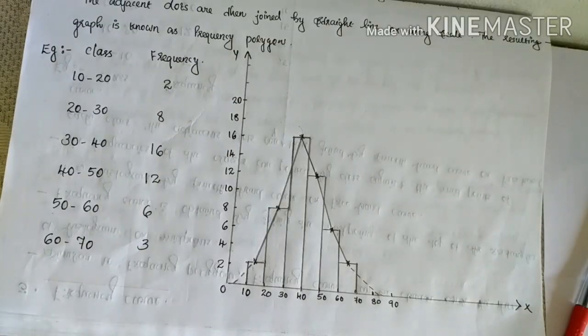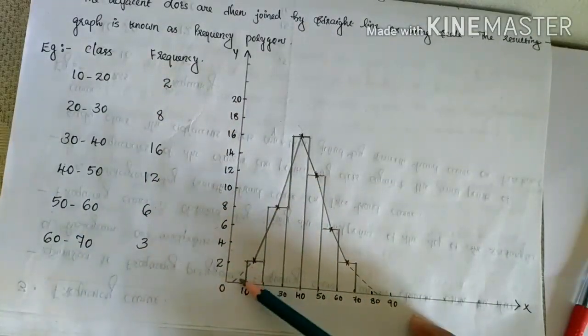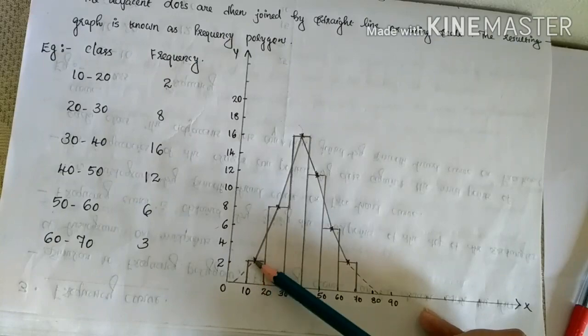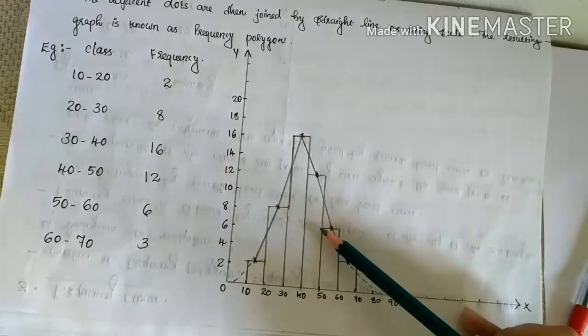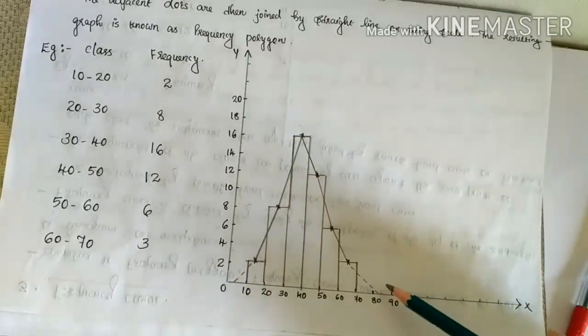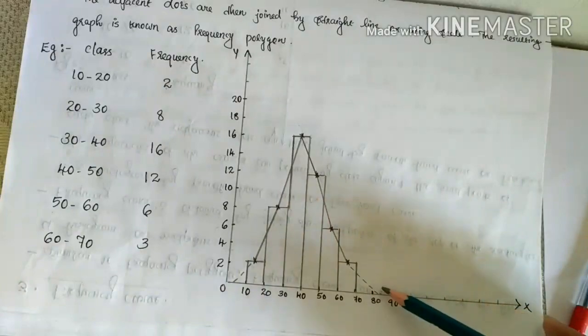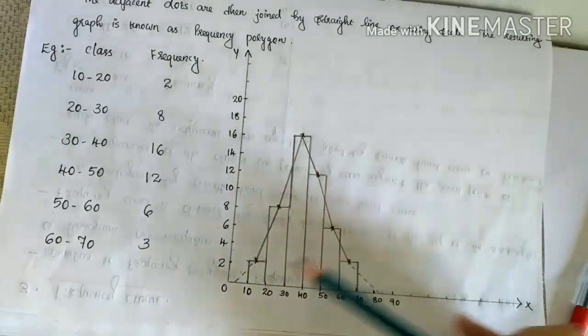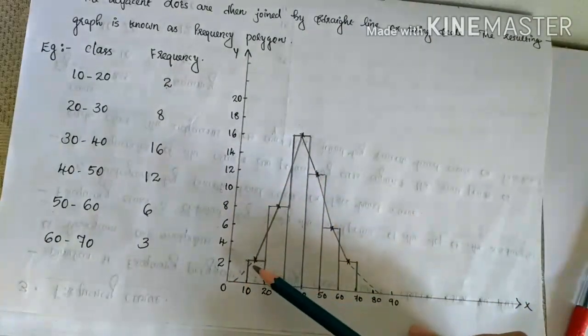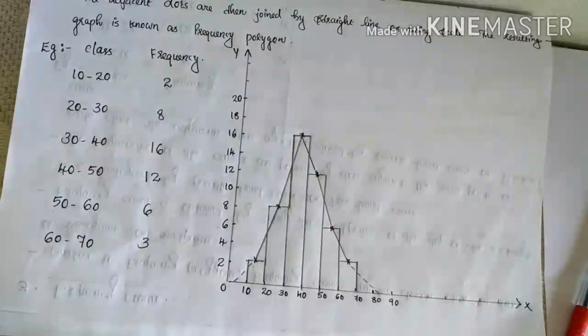The first procedure is drawing a histogram using the given information. After that, plot the midpoints of all the rectangles. The next step is joining the midpoints using a scale. Then you will get a straight line. This curve is known as a frequency polygon. And at last, the two ends are joined to the x-axis.